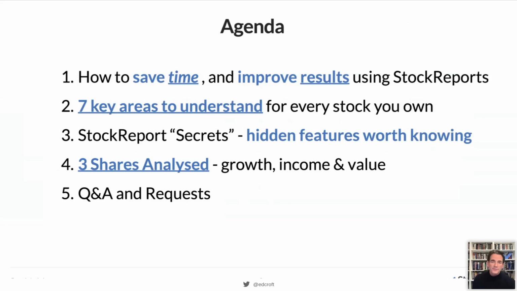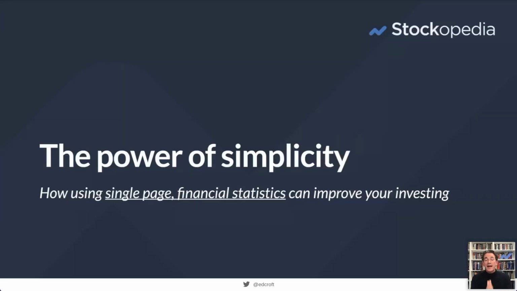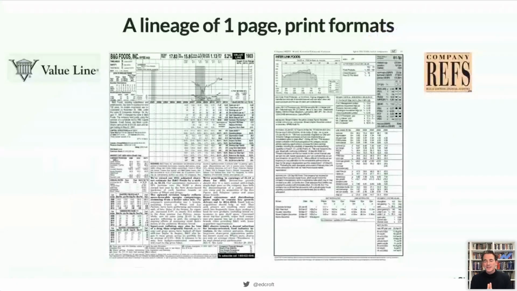So let's crack on. Firstly, the power of simplicity, or essentialism. This is something which, when I got started in investing, I just loved: single page reports. And in America, the big daddy of single page reports is Value Line, which has a digital tool, and Warren Buffett used it. It has a very long legacy, going back to the 20s.